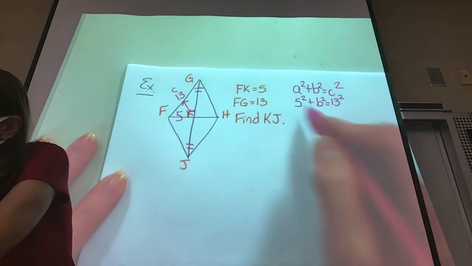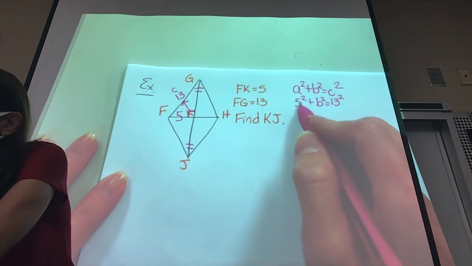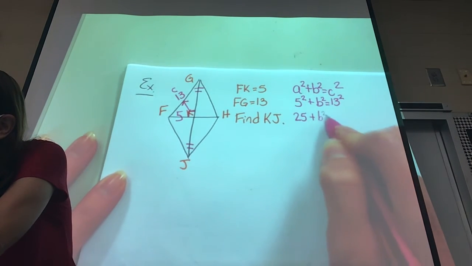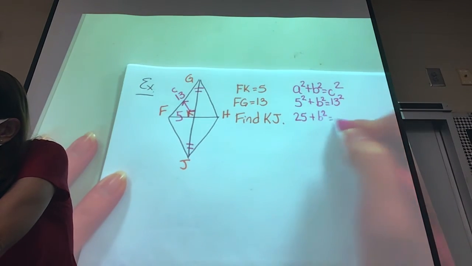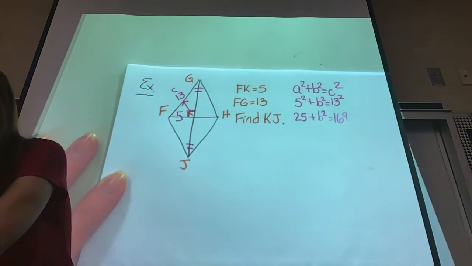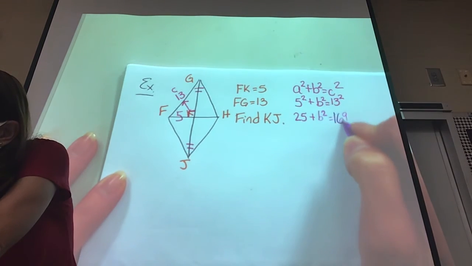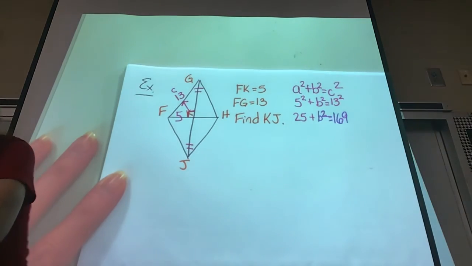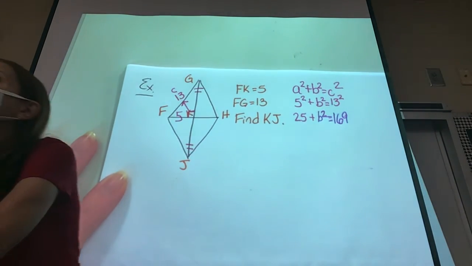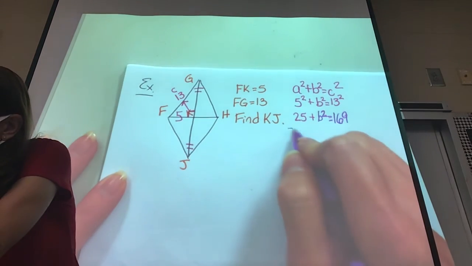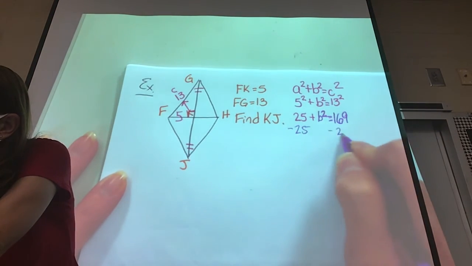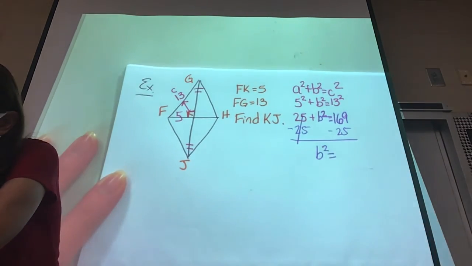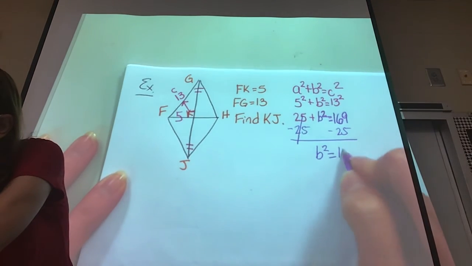You can subtract 13 squared minus. Well, what's 5 squared? 25. Got to square them first. 13 squared is 169. My pen's wanting to die now. So we got 25 plus B squared equals 169. Now you can subtract. So subtract 25 from both sides. And now B squared equals what? 144.